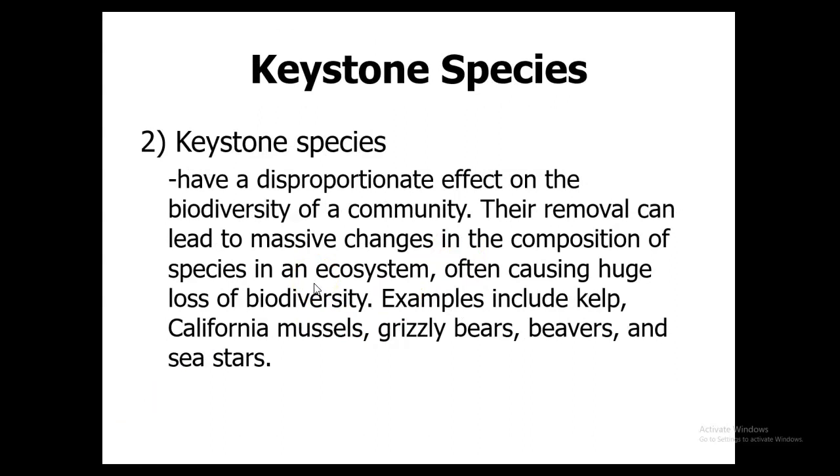You also have what's known as a keystone species. These species are usually a large influence on the presence or absence of numerous other species in that community. So if you remove them, it can lead to massive changes in composition of species in an ecosystem and could cause a huge loss of biodiversity. So example, we have the California mussels, grizzly bears, beavers, and sea stars.